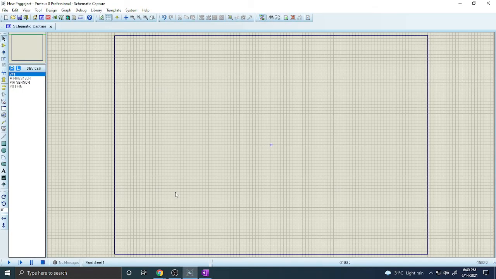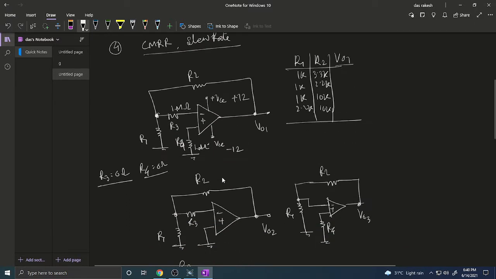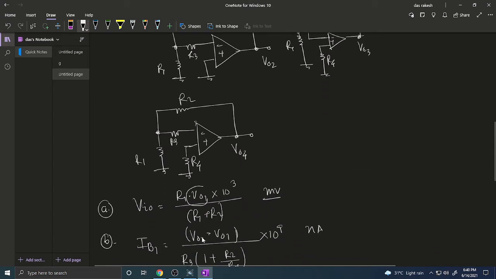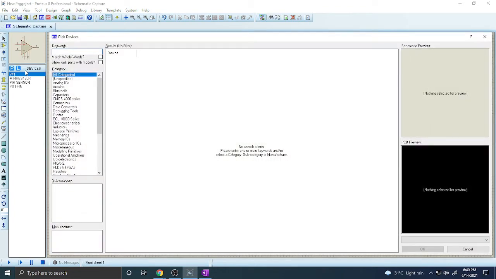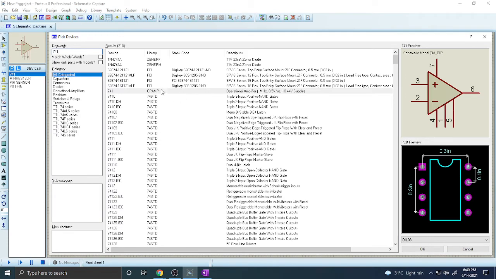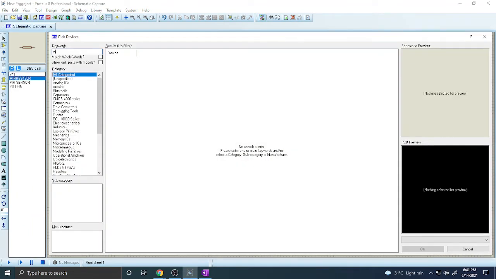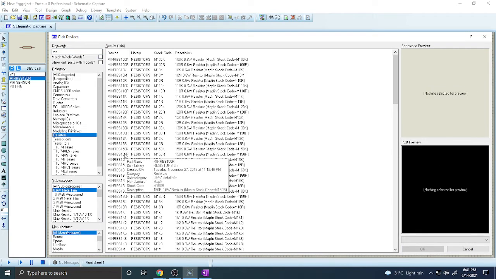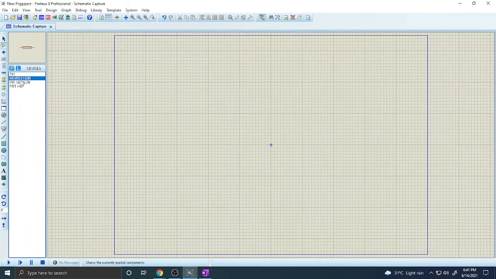Now we design these 4 circuits discussed in this slide. This is the first circuit to measure V01, the second circuit V02, and the third and fourth circuits measure V03 and V04. We may implement these circuits in Proteus simulation software. First we take one operational amplifier, the 741. I already took the 741 here, and then take the resistance. Please take the 0.6 watt metal film resistance, available from here. I already took this element.